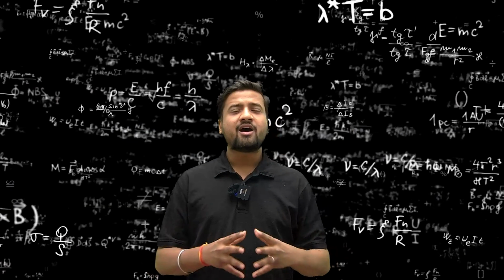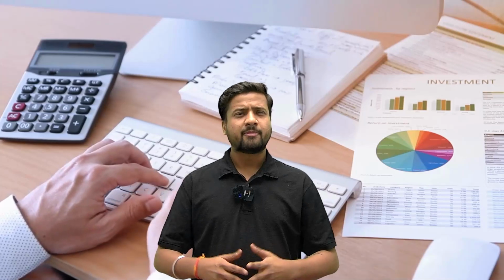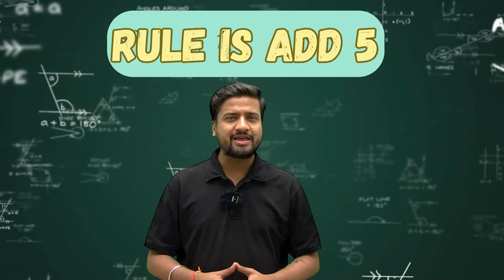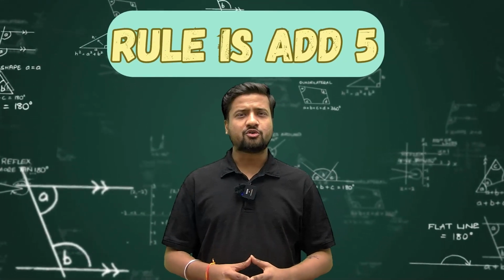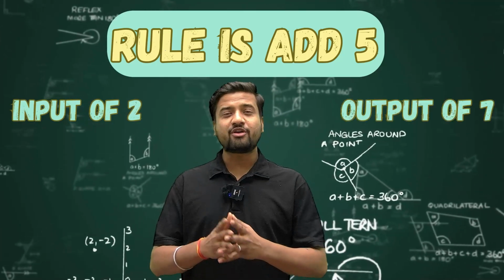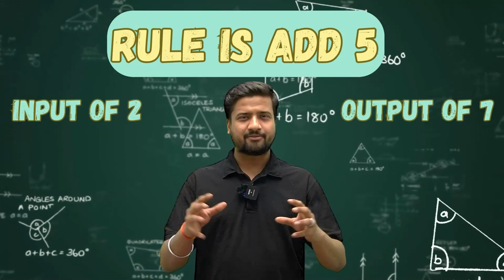In math, a function is a rule that takes the input, processes it, and gives you the output. Let's assume the rule is add 5. So, an input of 2 would give you an output of 7.